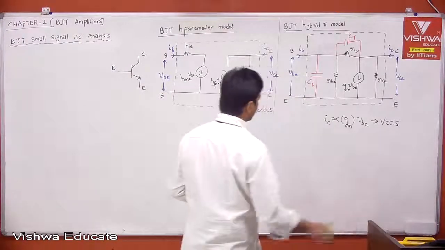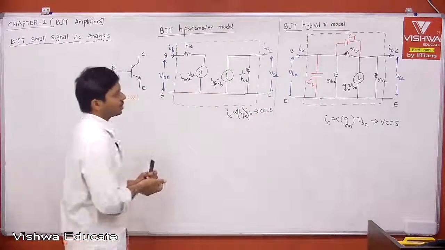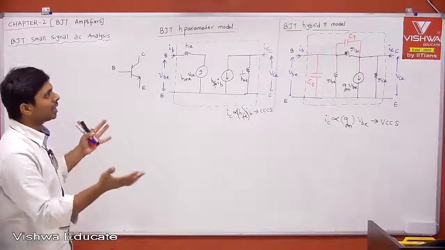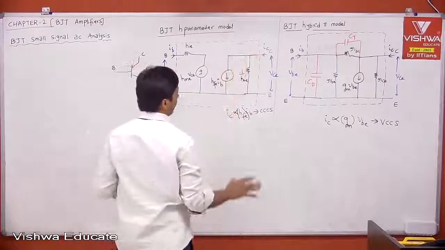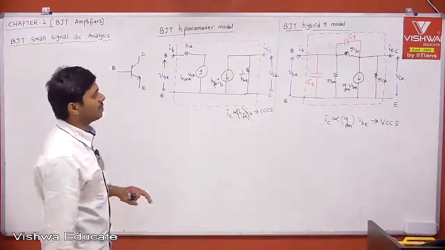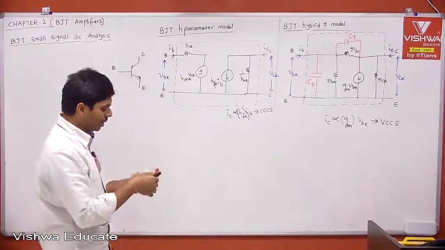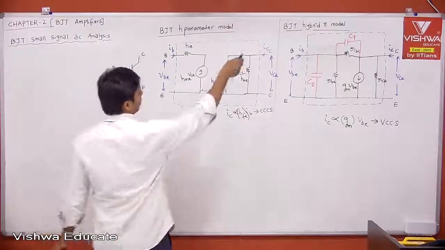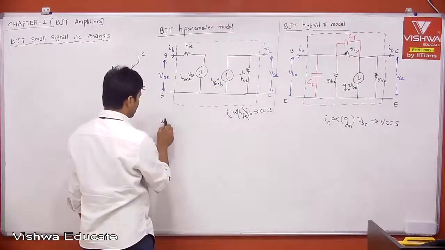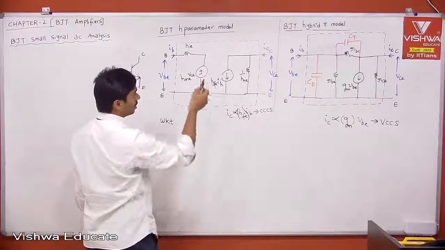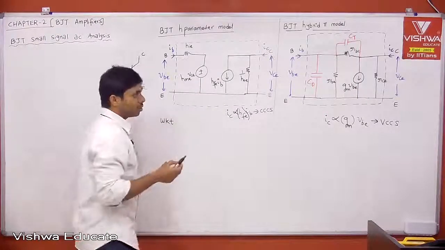Now, to get the relation between GM and the H parameters, we need to equate with respect to external variables like VBE, IB, VCE, IC. Don't write, tell me what is your IC? We know that the H parameter model equations come from the equivalent circuit.